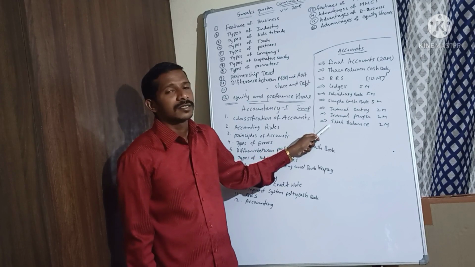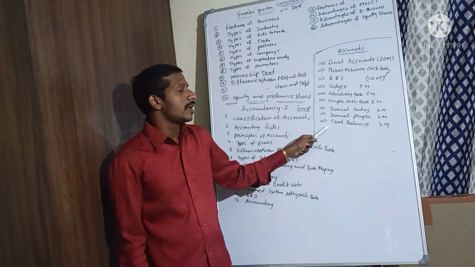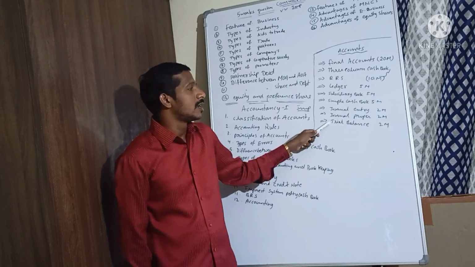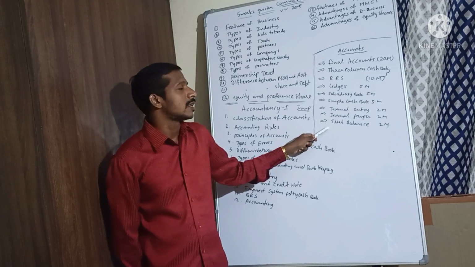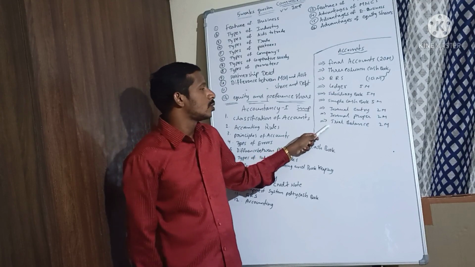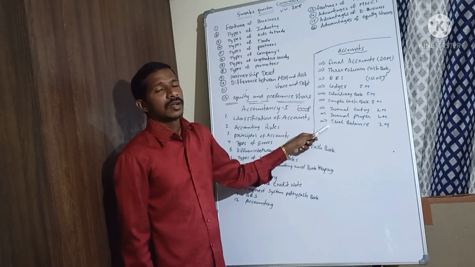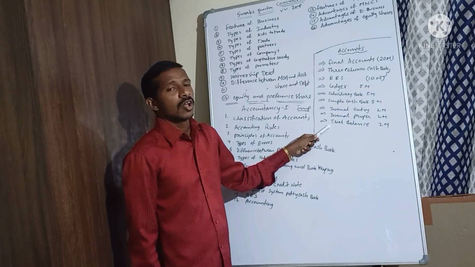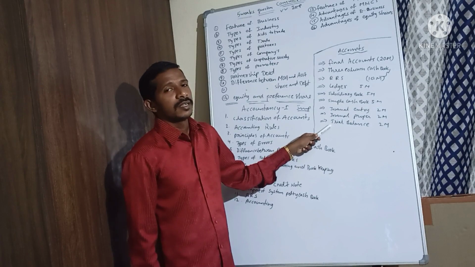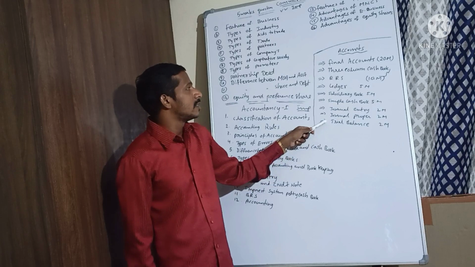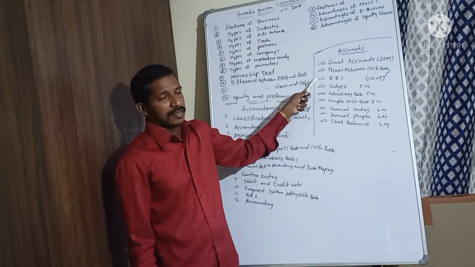Next, trial balance. Trial balance we have to prepare. This trial balance also carries 2 marks. Journal proper 2 marks, trial balance also 2 marks here. In this trial balance, all expenses, losses, and assets are debit; all incomes, gains, and liabilities are credit. These are the problems.